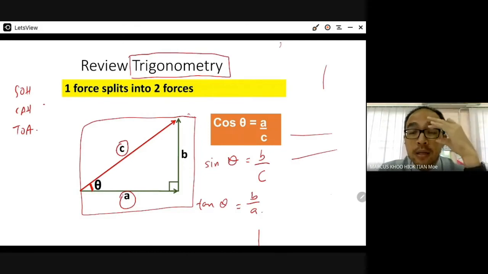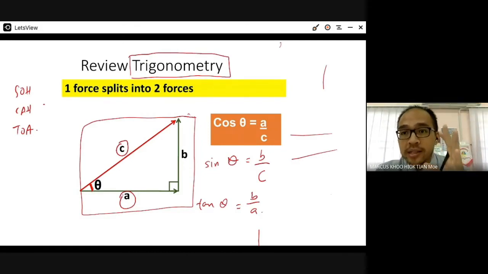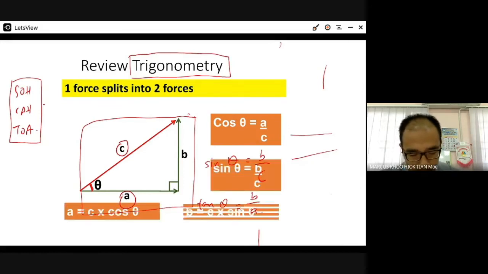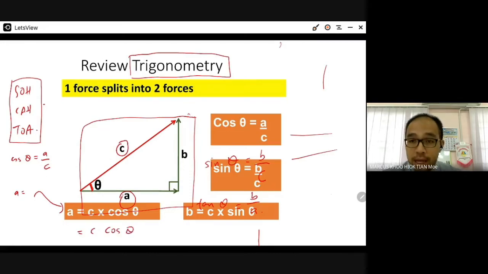Because after this we're going to be using sine, cos, tangent. So be ready. But make sure that you know how to determine the sine, how to determine tangent, how to determine cos. So kalau macam itu, I can say that since you said that cos theta equals A over C, I can say that A equals C cos theta. I move the C up.